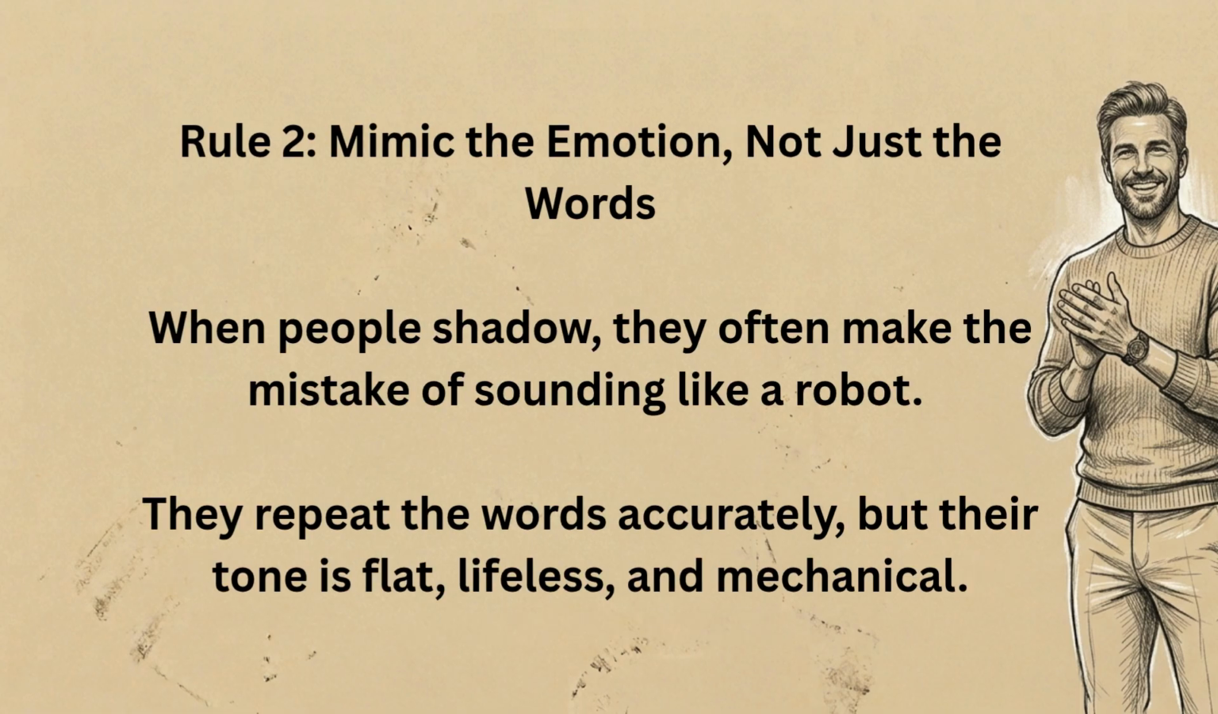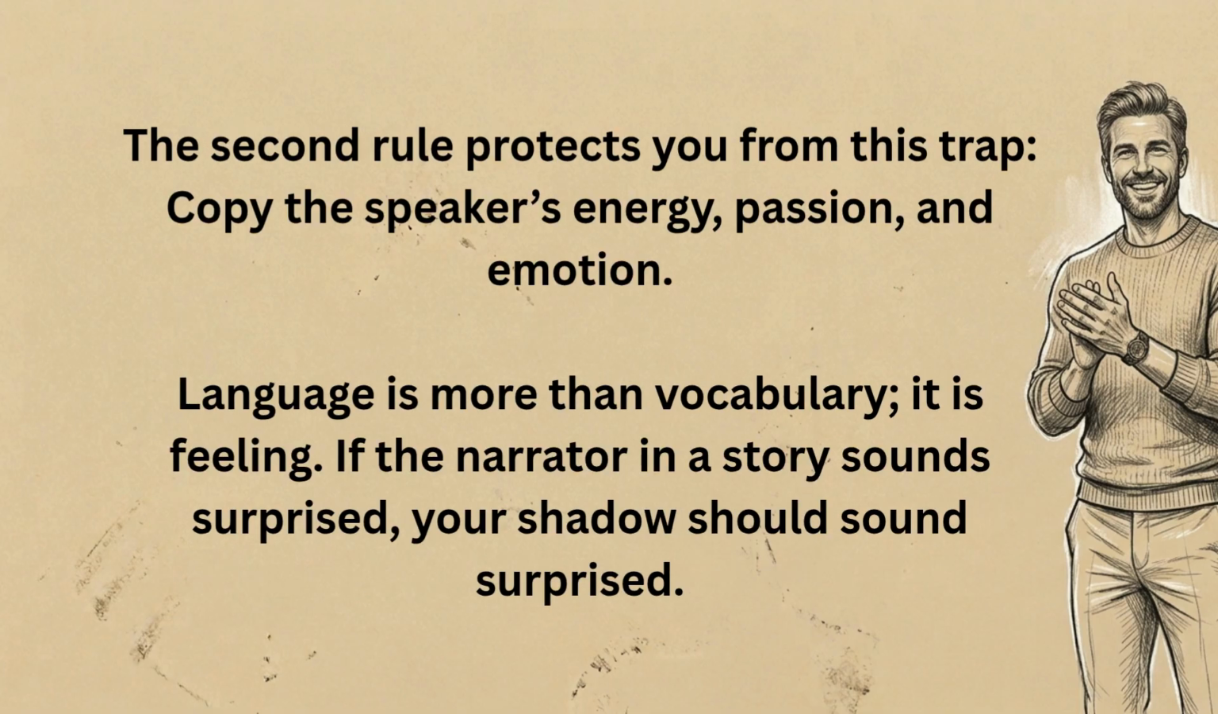Rule 2. Mimic the emotion, not just the words. When people shadow, they often make the mistake of sounding like a robot. They repeat the words accurately, but their tone is flat, lifeless, and mechanical. The second rule protects you from this trap. Copy the speaker's energy, passion, and emotion.